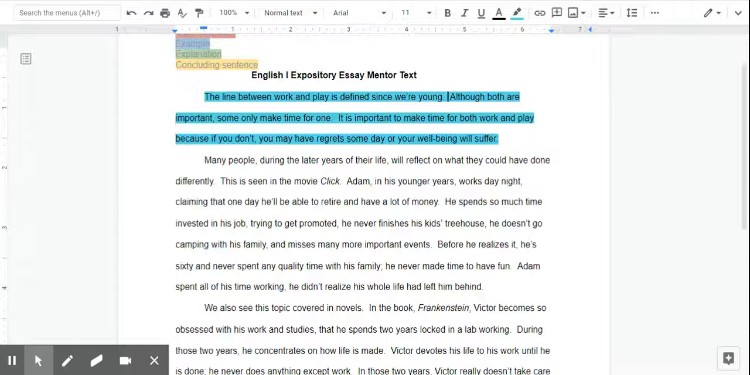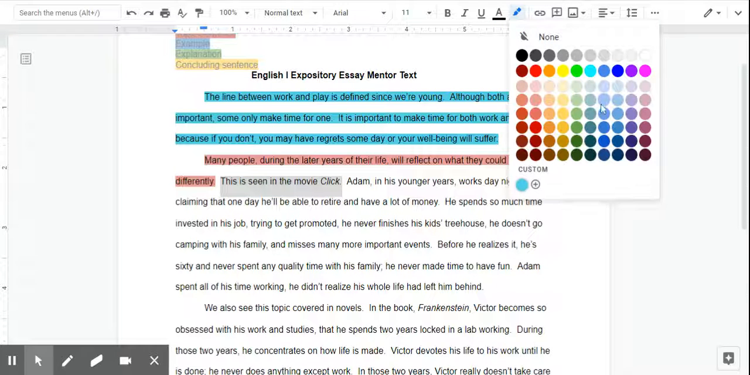All right, so topic sentence, this is the order that they usually come in up here in the color key. So we'll look and see if it holds true for this one. Many people during the later years of their life will reflect on what they could have done differently. So this is an opening. It's connected back to the work and life balance up here. So topic sentence is pink. This is seen in the movie Click. All right, so they're giving us an example. Good. It's a good sign. Example is blue.